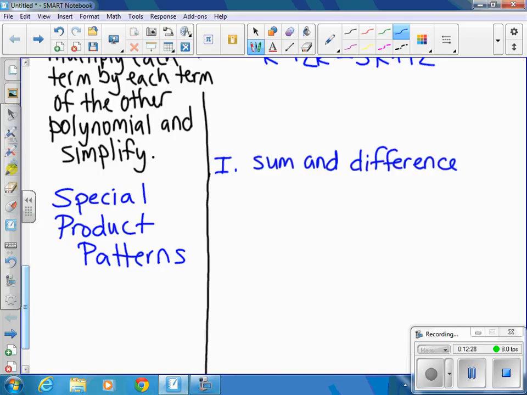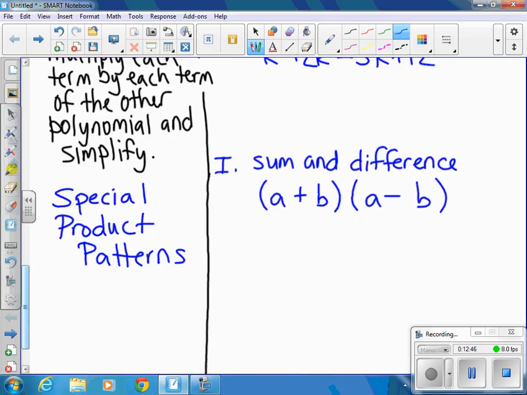Here's what this one looks like. The sum and difference pattern is where you take a binomial of the same two pieces, but the only thing that's different is the sign in the middle. One of them will have a plus sign, and one will have the minus sign. Everything else is identical to it. So it's a plus b and a minus b.